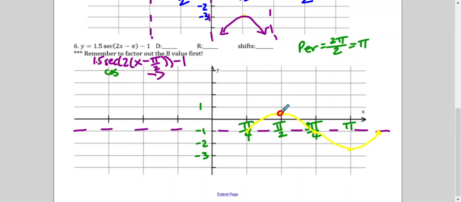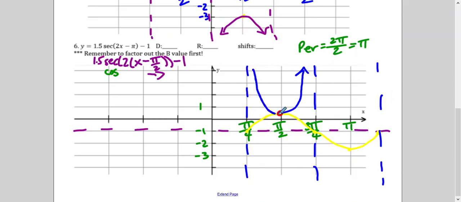So then I need to put in my asymptotes. I have asymptotes everywhere where my graph crosses the midline. And then I'm going to take my maximum point and flip here and here, here, and here. Alright, so that should be my secant graph. Now my shifts, I had 2 of them. I went right pi over 2 and I went down 1. So it was phase shift, I'm going to do PS.